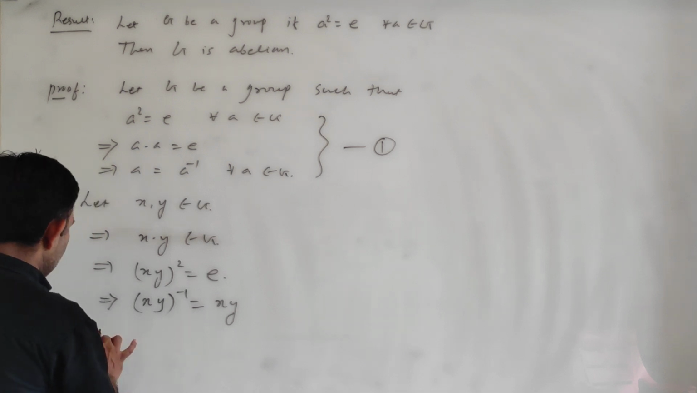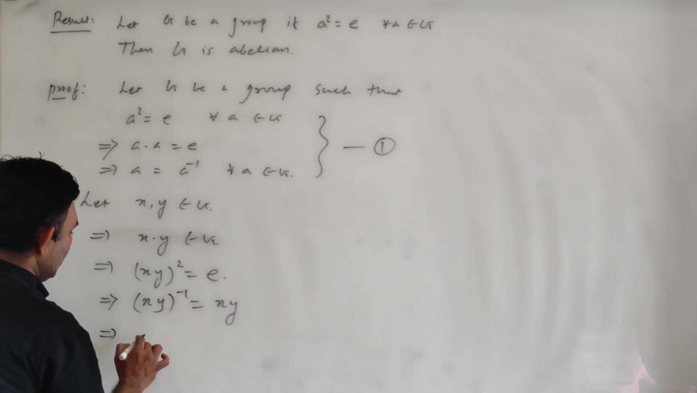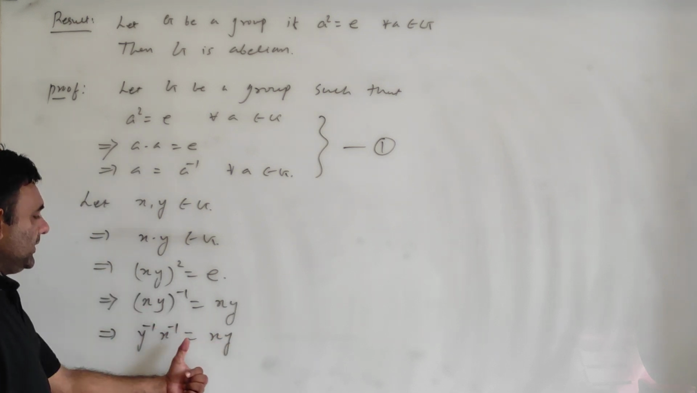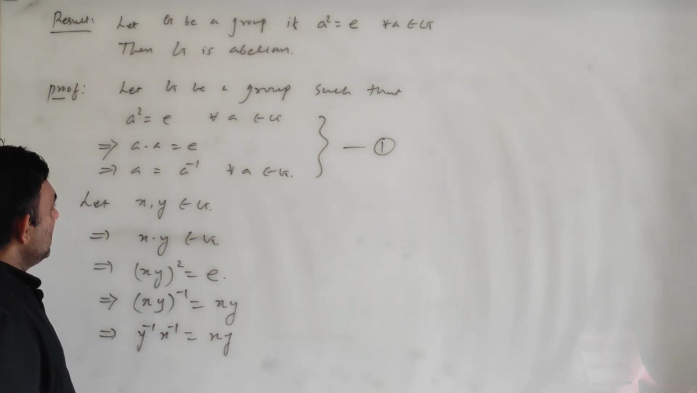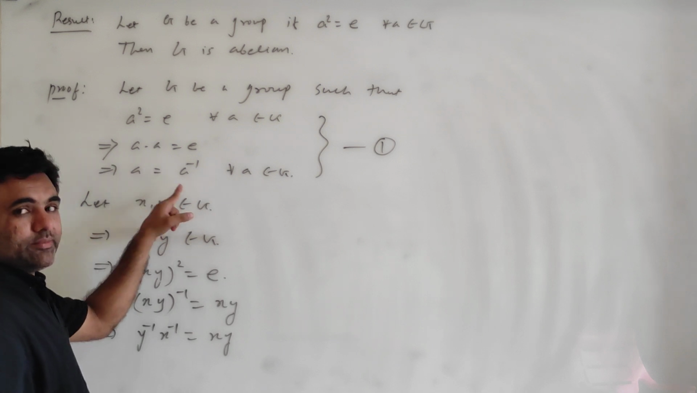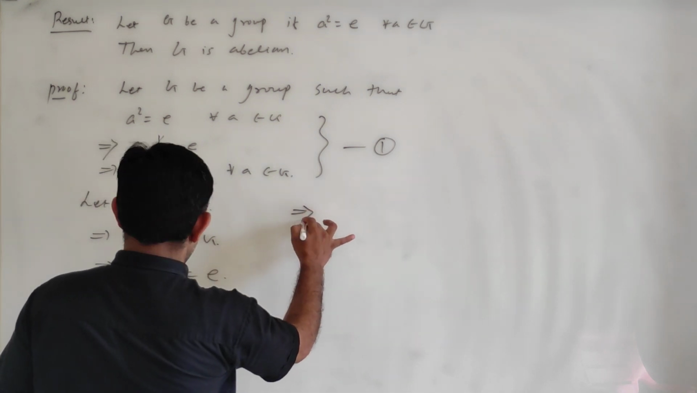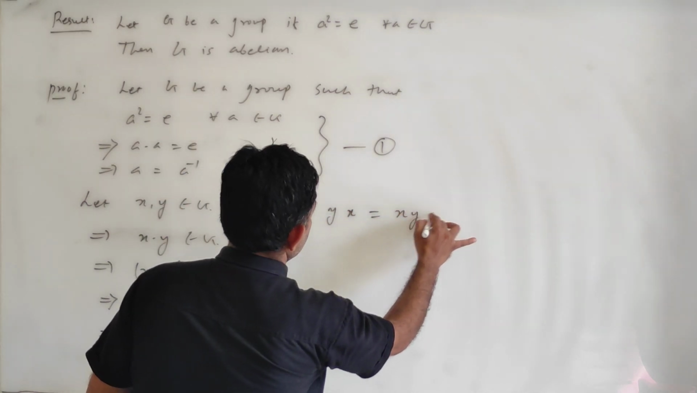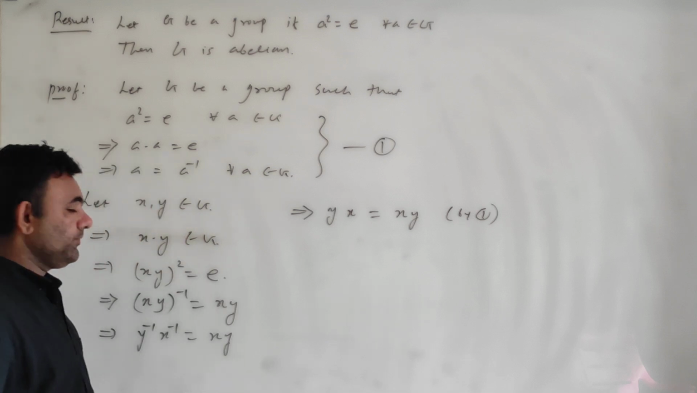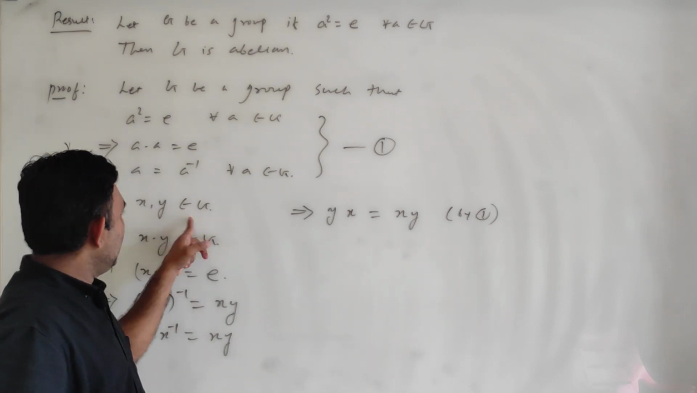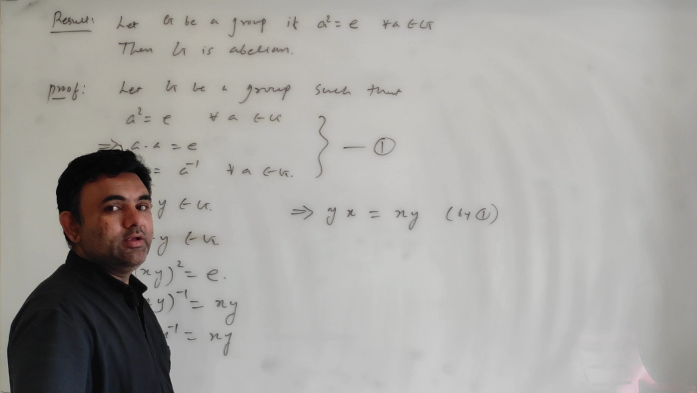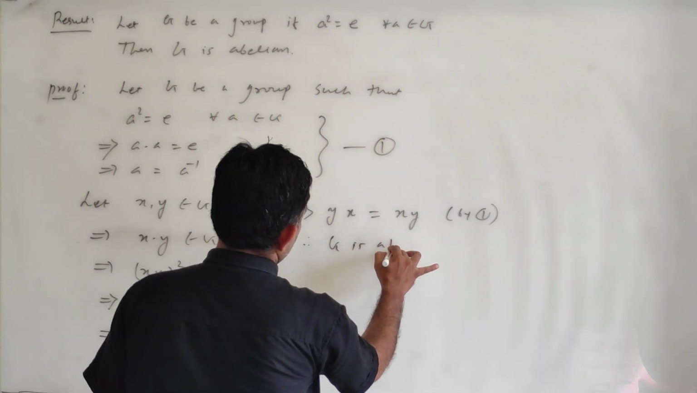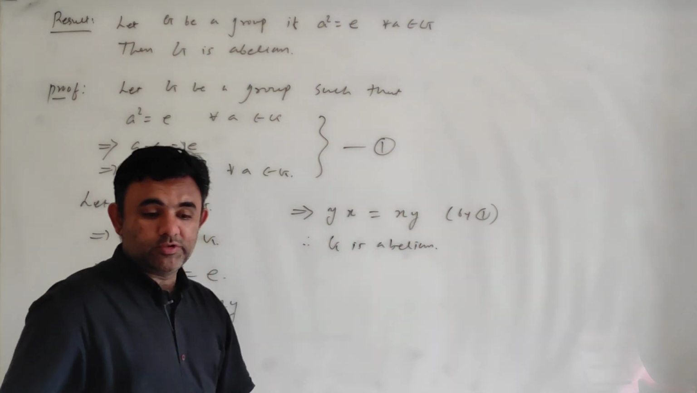But I know that I can distribute this minus power in reverse order by the socks-shoes property. So it is y inverse x inverse is equal to xy. But again, element and inverse are also same. So y inverse is y and x inverse is x, so yx is equal to xy. So this is again by result 1. So in this way, what I have proved, for any x, y in G, yx is equal to xy. So therefore G is abelian.